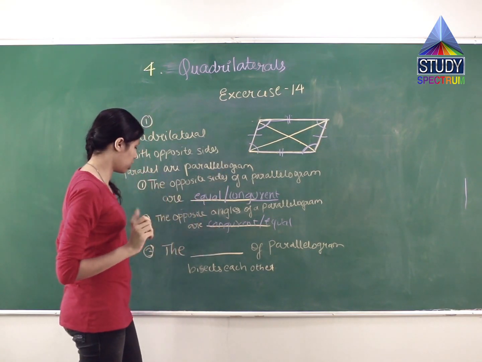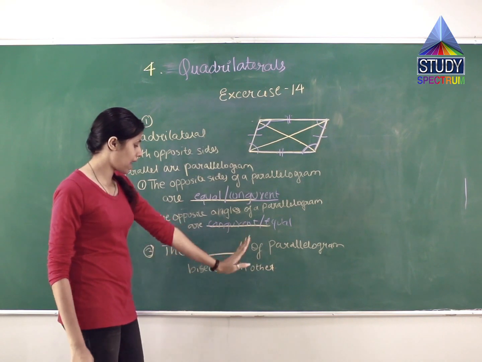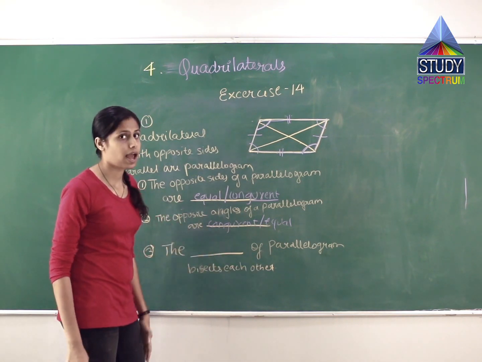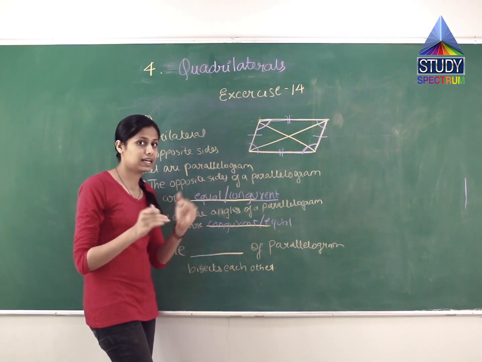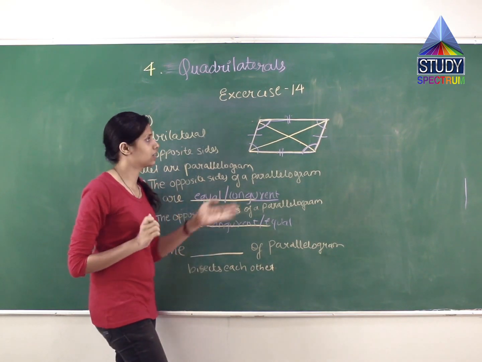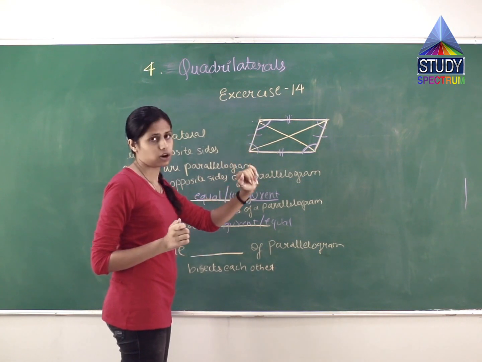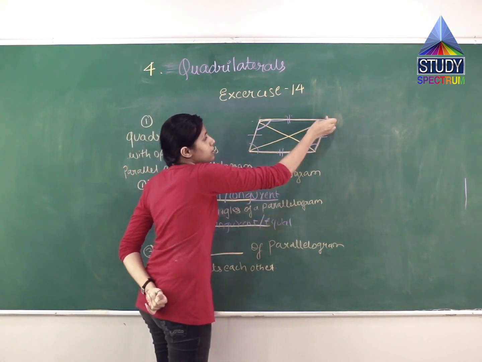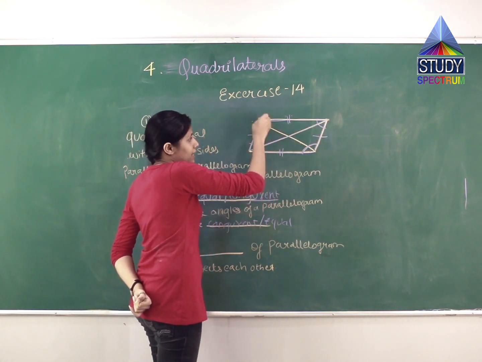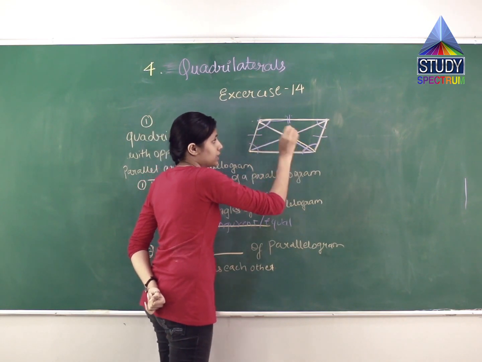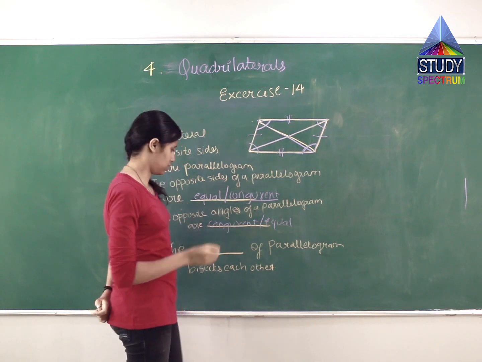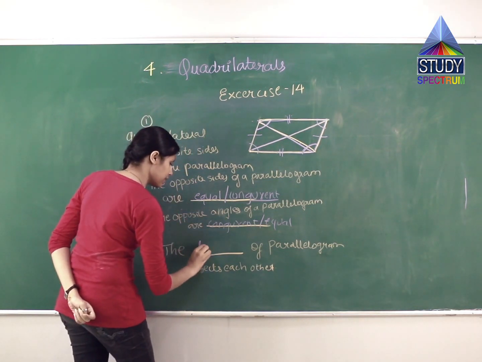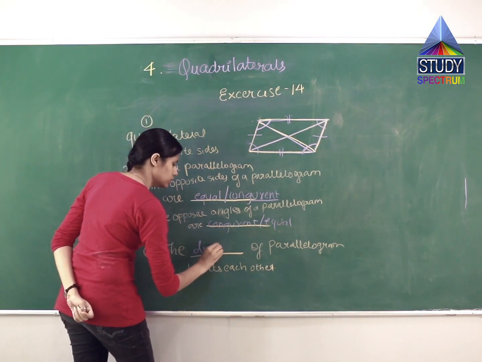Understanding? The third question: the dash of a parallelogram bisects each other. What bisects each other? Bisects means cut each other or intersect with each other. Can you see anything other cutting or intersecting each other except this? Yes, this is a diagonal. The diagonal of a parallelogram bisects or cuts each other. So what is it? Diagonal.